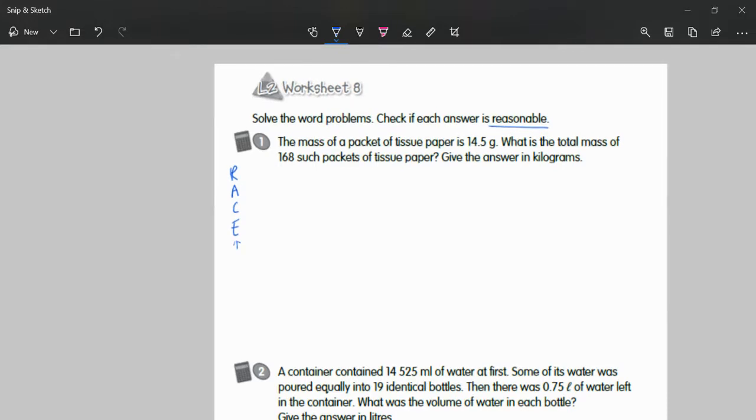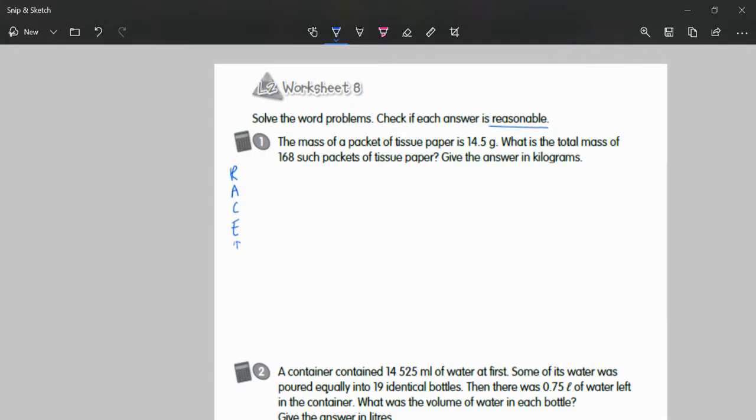Now go with the read. Let's read it together. The mass of a packet of tissue paper is 14.5 grams. What is the total mass of 168 such packets of tissue paper? Give the answer in kilograms.